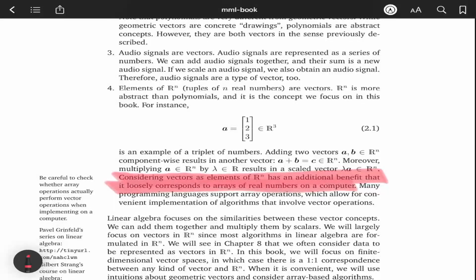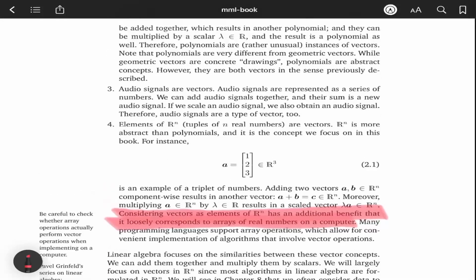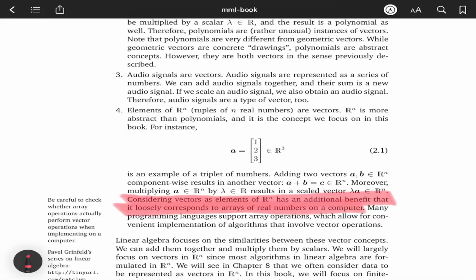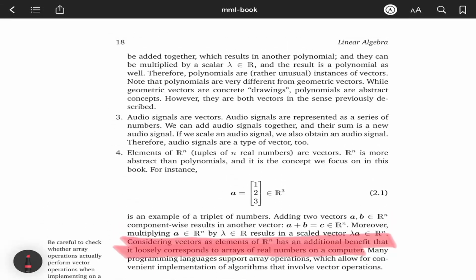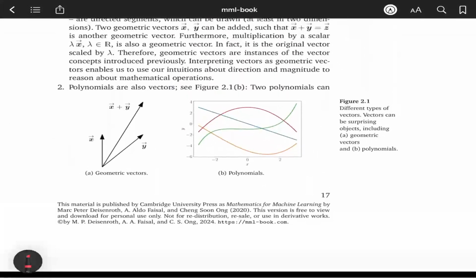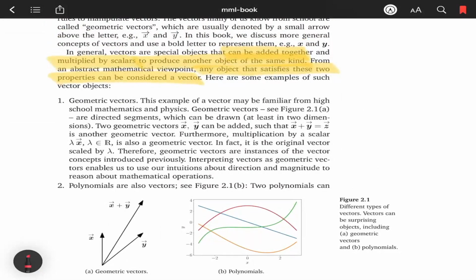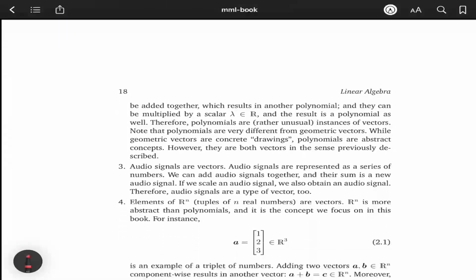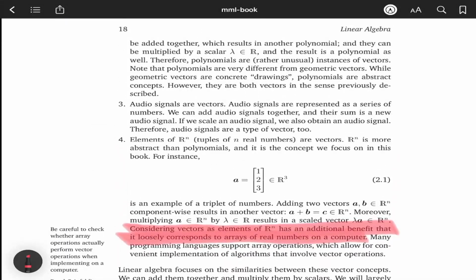Considering vectors as elements of Rn has an additional benefit that it loosely corresponds to arrays of real numbers on a computer. But is this not just a vector? Well, yeah, it is a vector, but is it not just a geometric vector? I mean, what's the difference? They're doing the same thing, right? Maybe it's the whole point that they're all the same thing.